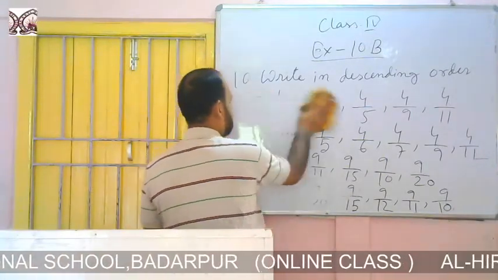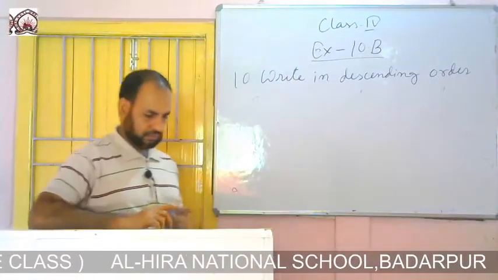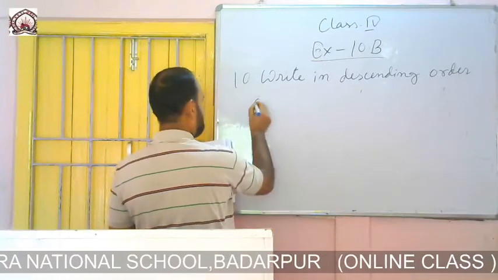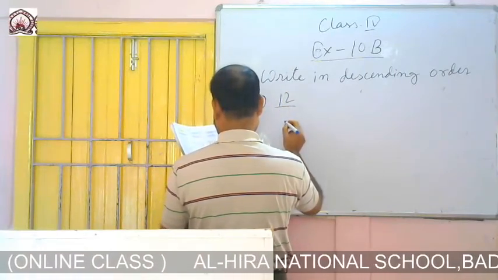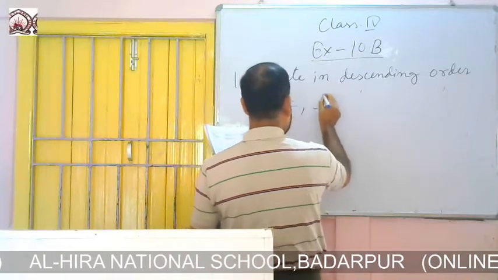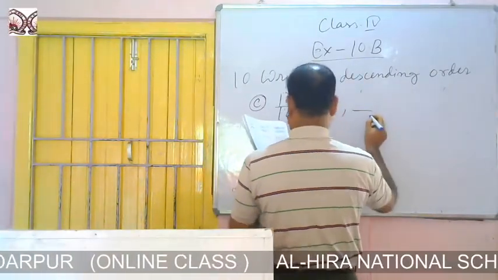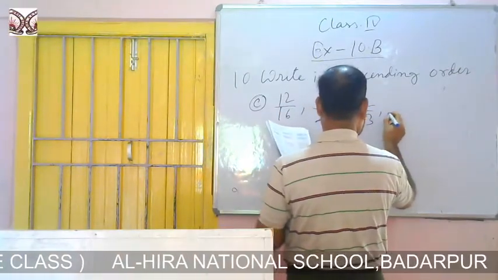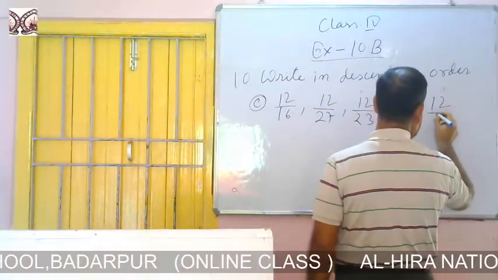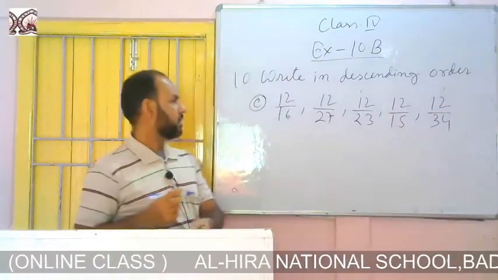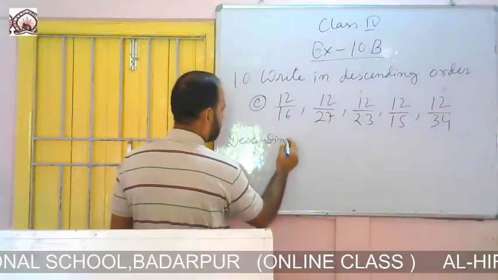Next question number C: 12 by 16, 12 by 27, 12 by 23, 12 by 15, 12 by 34. So we write in descending order.